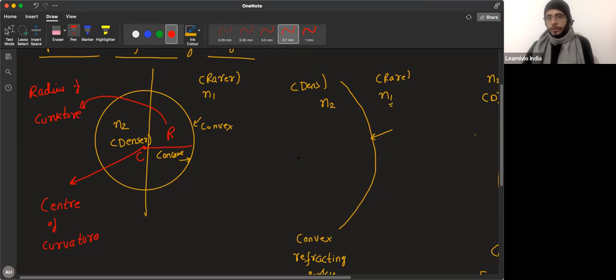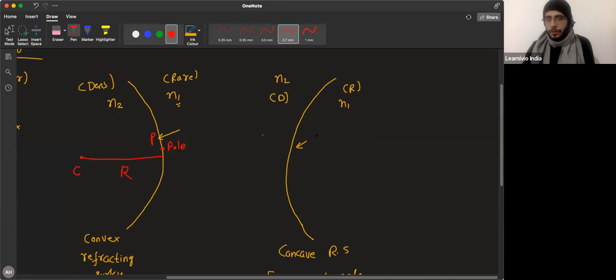So for this surface, the center should be here. The center of the surface is known as the pole. This is the pole. This is the center of the sphere. This is the radius of curvature. Similarly, for this surface, see, it will complete the sphere to the right-hand side. So this is the center. This is the pole. From pole to center is the radius of curvature.